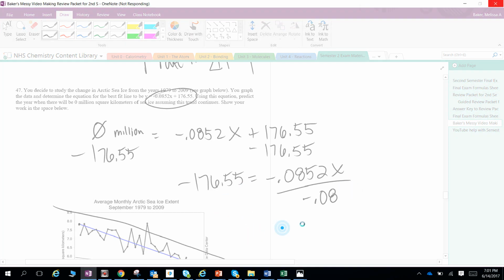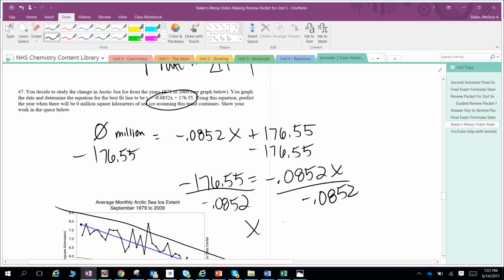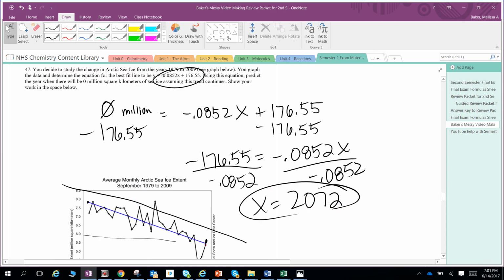And x in my calculator, when I do that, is equal to the year 2072, which is kind of crazy to think about. It's 2017 now. That is 55 years away.